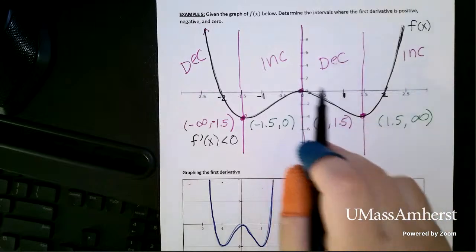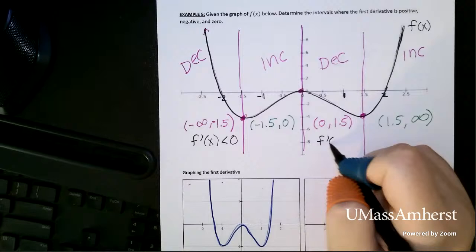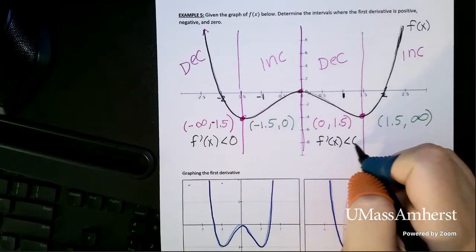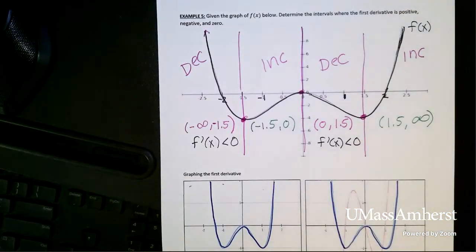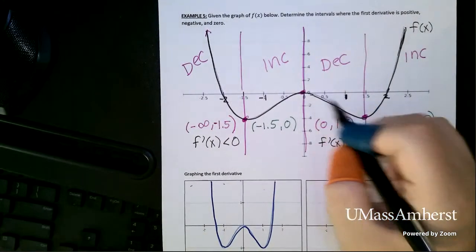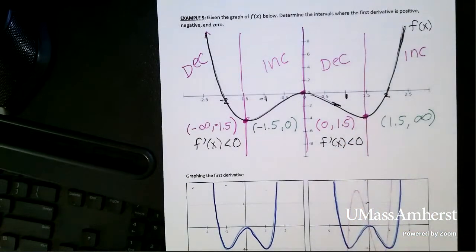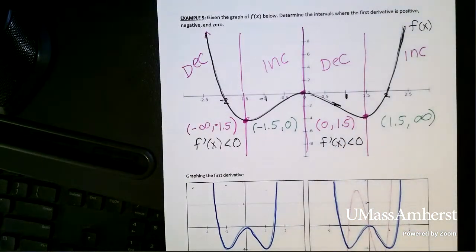Same thing over here, wherever I'm decreasing. So from 0 to positive 1.5, the derivative is negative. And I can convince myself this is true because if I pick any point on this interval and I draw in a tangent line, I can see that it has a negative slope. Okay.